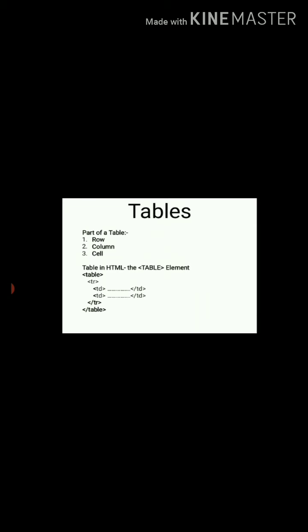Let's see what a table is. A table is a collection of rows and columns, or you can say a table is an intersection of rows and columns. HTML provides a feature known as the table model, which allows you to arrange data like text, images, links and forms in a table. Each table has three parts: first is the row, then the column, and the cell.